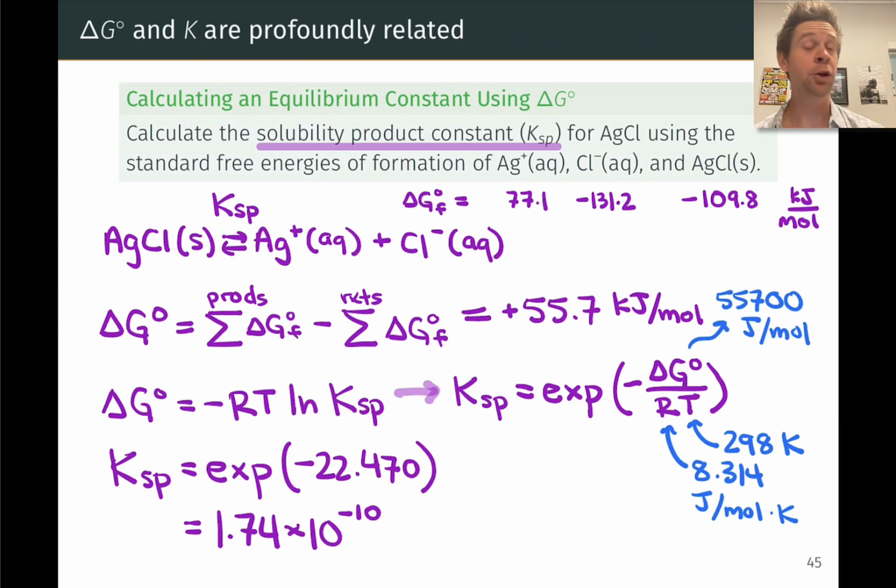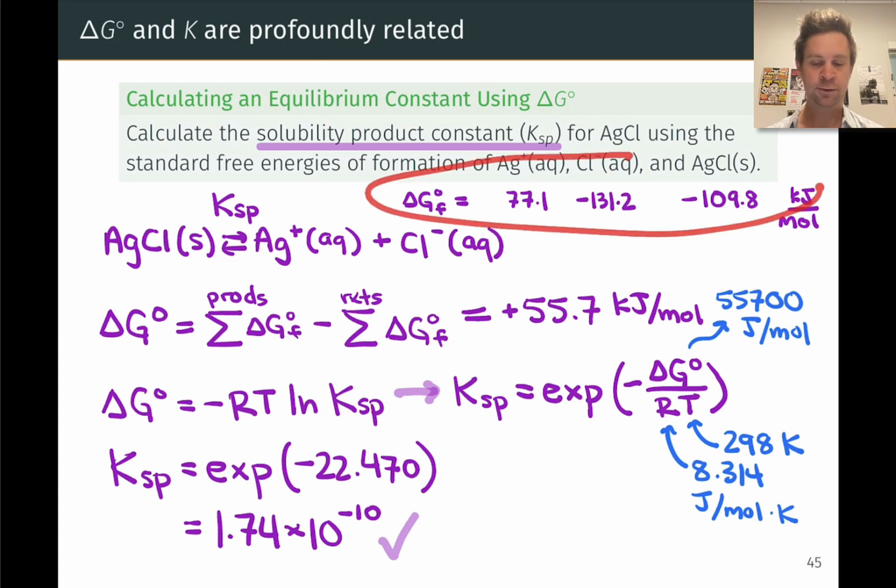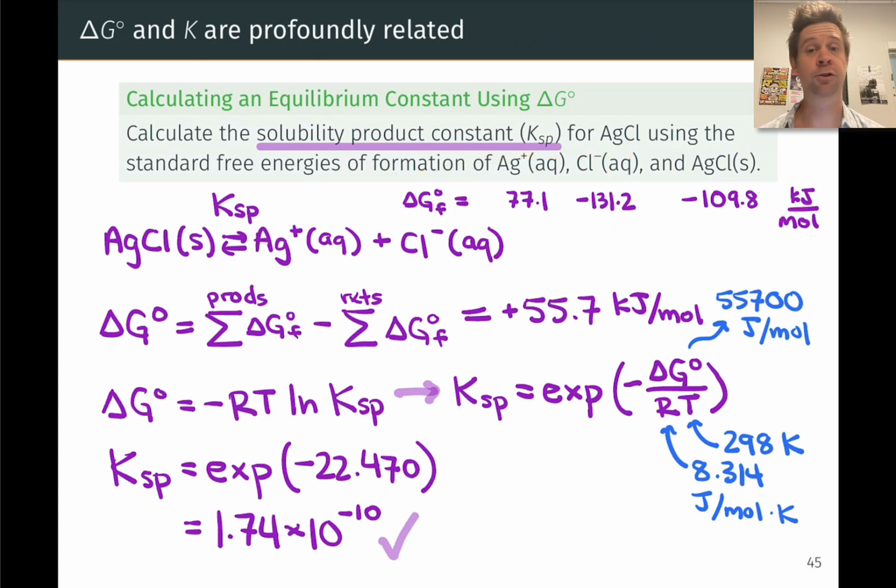This is a value that you can look up in tables. We'll study solubility equilibria in detail a little bit later in the course, and this value agrees well with the number that you see in tables. And notice, we didn't need to do any concentration measurements to find this value, which is pretty neat, right? All we needed were these standard free energies of formation, which could be measured through calorimetric means, right?